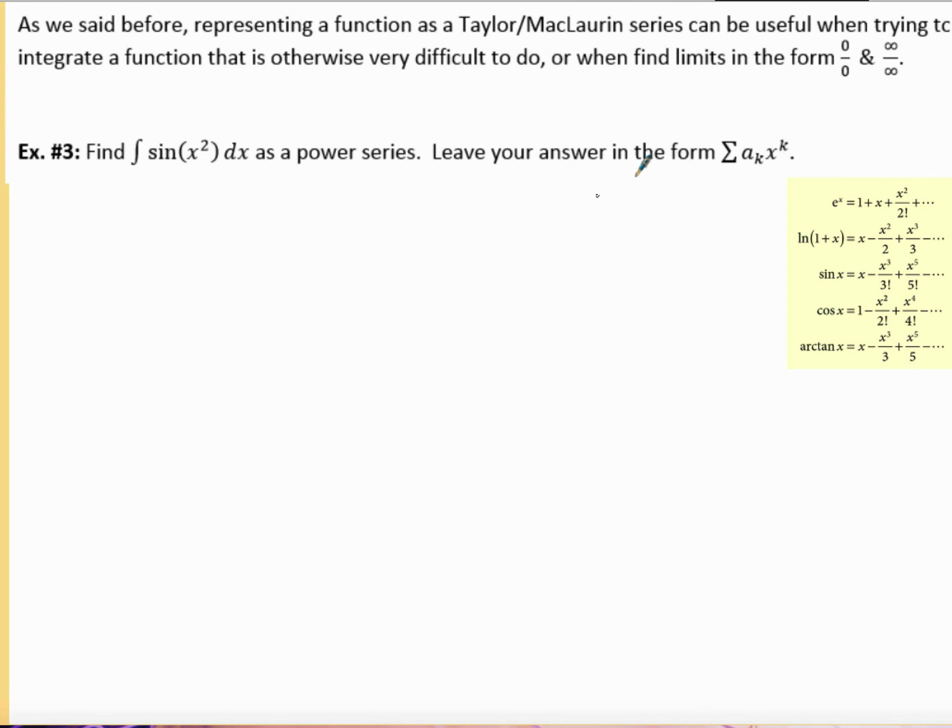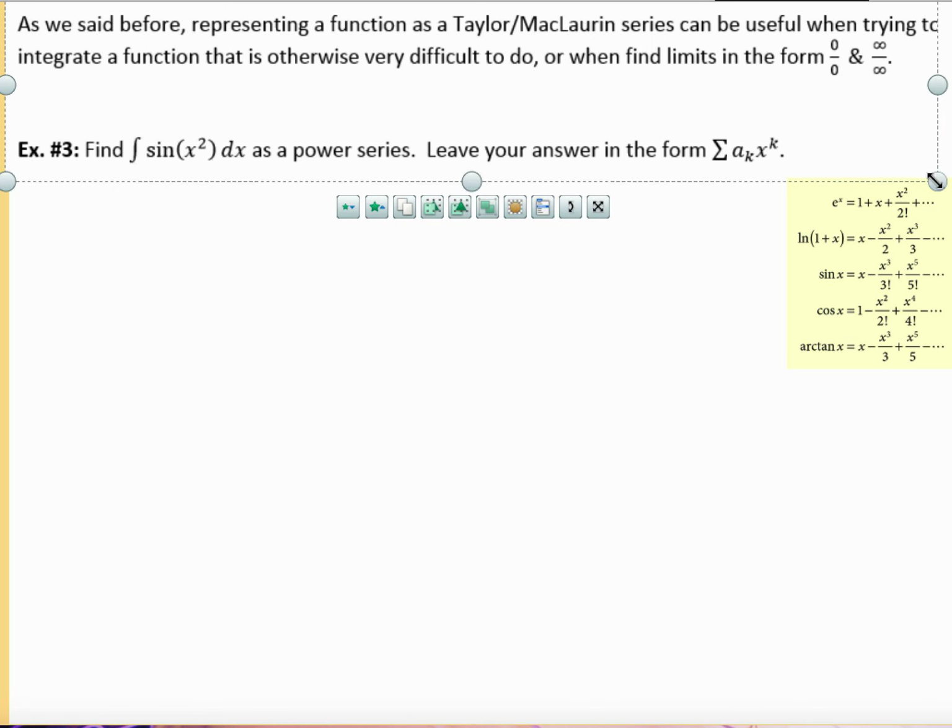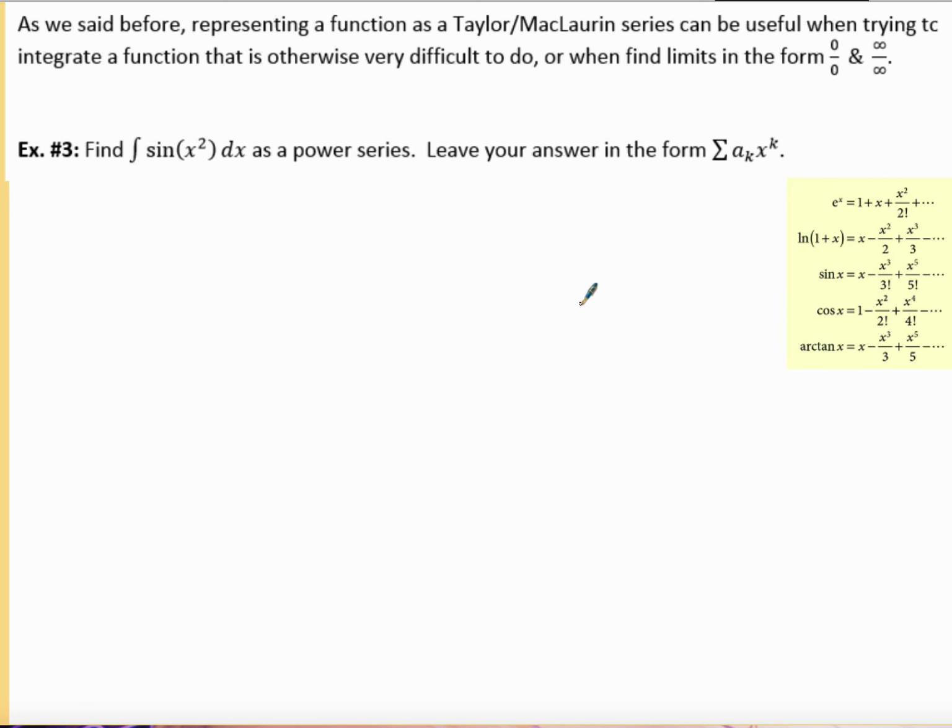So, as we said before, representing a Taylor-Maclaurin series is useful when you're trying to integrate a function that's otherwise pretty difficult to do, or when we are looking for limits in the form 0 divided by 0 or infinity divided by infinity, essentially these indeterminate forms. So, for example number 3, they want us to write this as a power series and then to leave our answer in the sigma form of the function. You might need to go back and look through your notes for additional examples of putting it into sigma form. It's been a little bit since we did that.